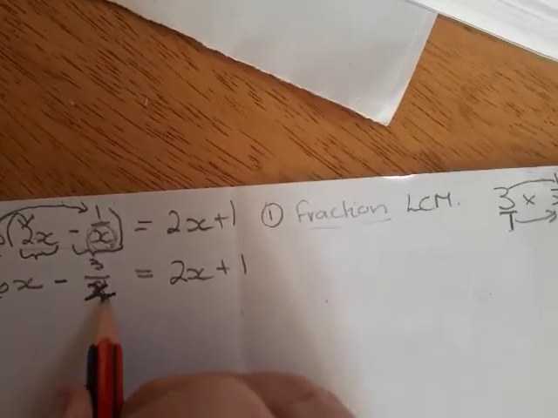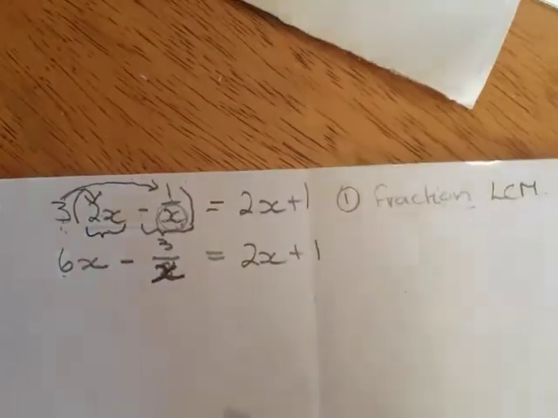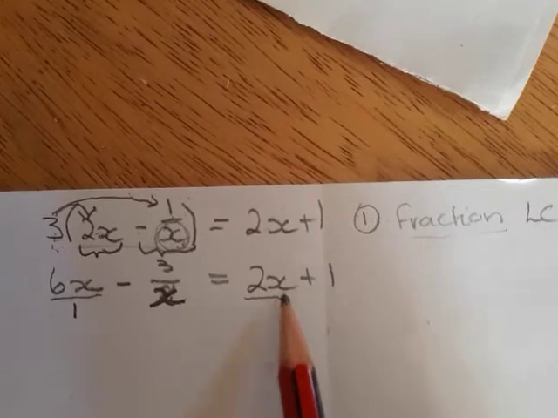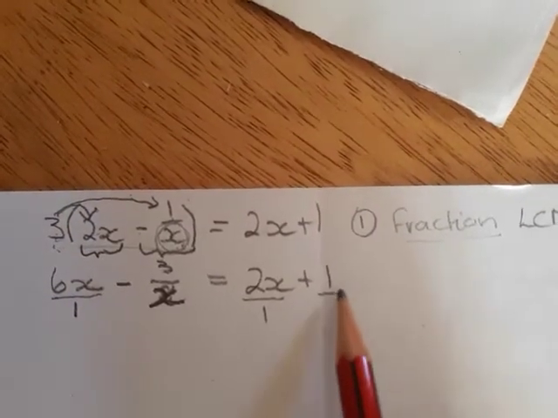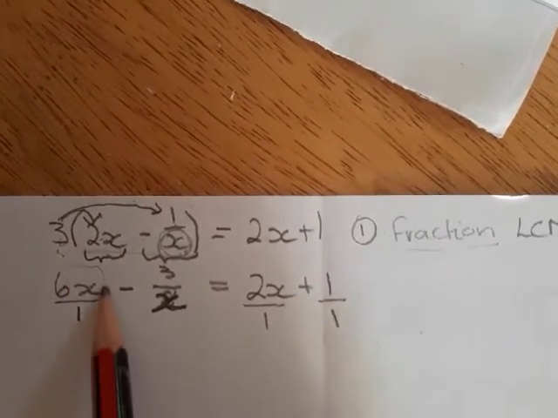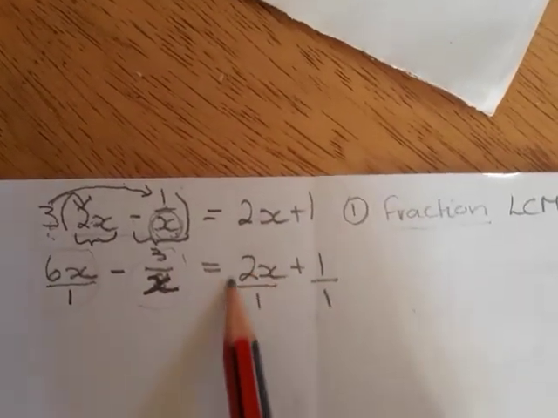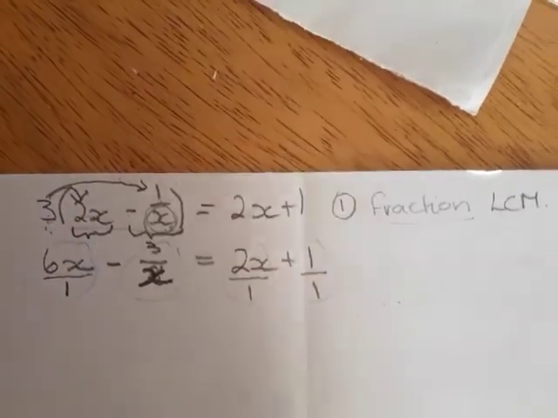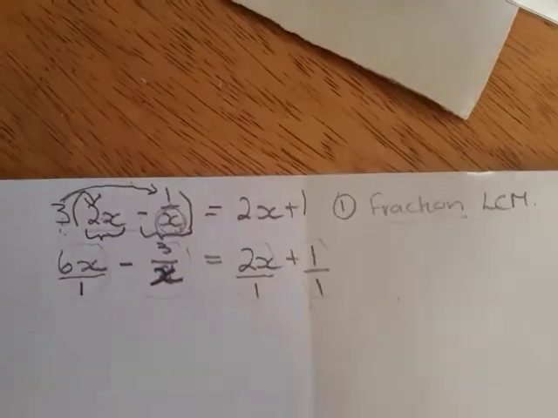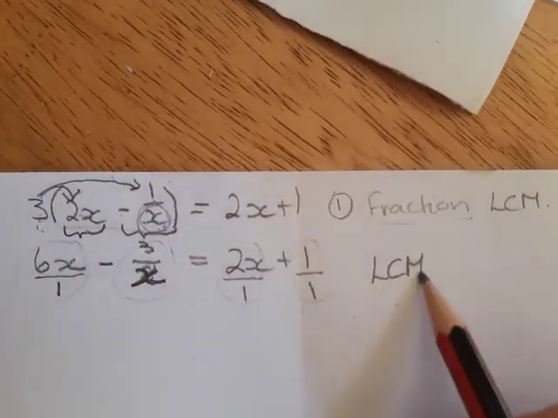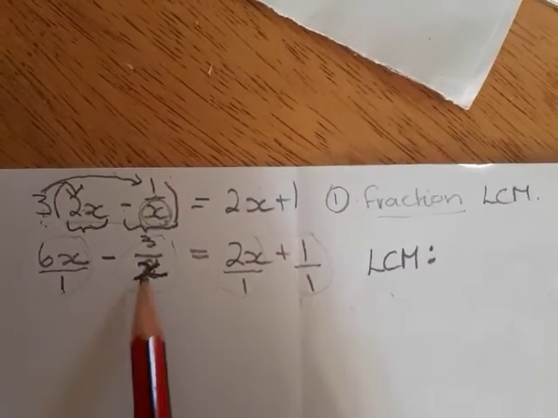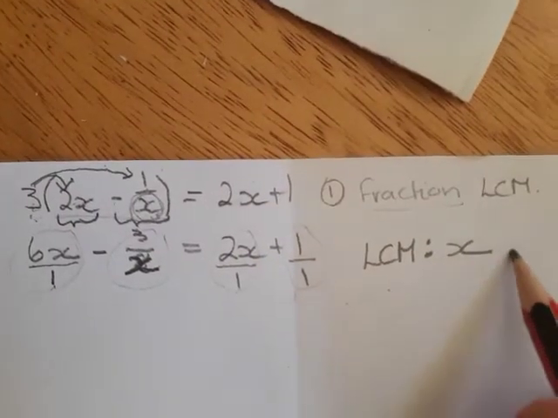Okay. So now, if you look at that, people, the denominator of 6x is 1. The denominator of 2x is 1. The denominator of 1 is 1. These are our 4 terms. We've got 2 terms on the left, and we've got 2 terms on the right-hand side. So we must now get their denominators all to the lowest common multiple. And the lowest common multiple of 1 and x, people, is simply x.